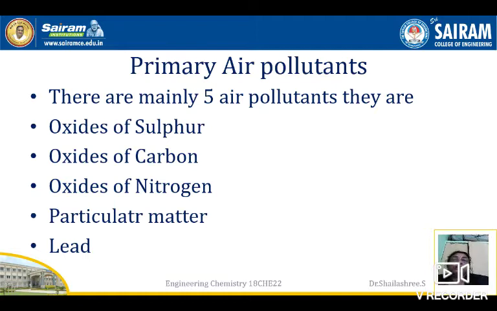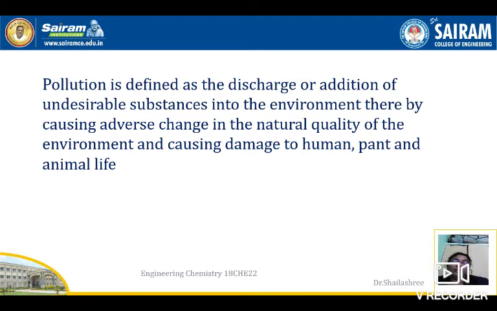When we take the primary air pollutants, there are 5 major ones. They are oxides of sulfur, oxides of carbon, oxides of nitrogen, particulate matter, and lead, which are considered to be primary air pollutants. What is pollution then? What is regarded as pollution? Pollution is defined as a discharge or addition of undesirable substances into the environment, thereby causing adverse change in the natural quality of the environment and causing damage to human, plant, and animal lives.